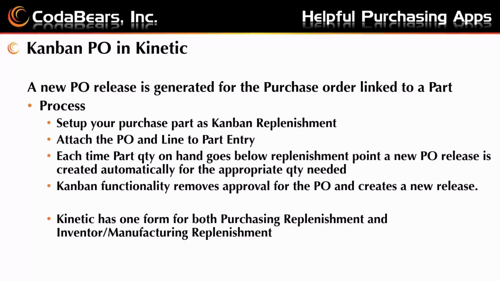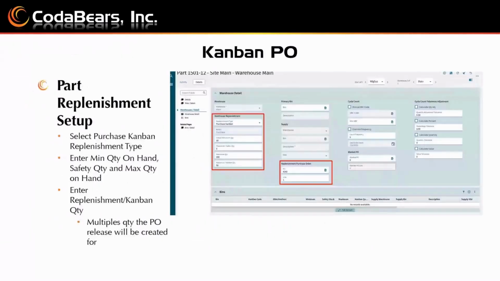Then you go ahead and add in the PO number and the line number in part entry. And Kanban works in the fact that you have an automatic Kanban process. It just runs in the background. Actually, you don't have to even schedule it. It's triggered where the process will check to see what you have on hand, goes through and checks your replenishment point, and at that time a new PO is automatically created if it goes below that point.